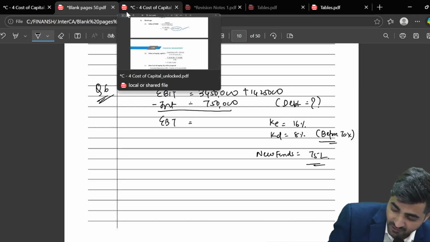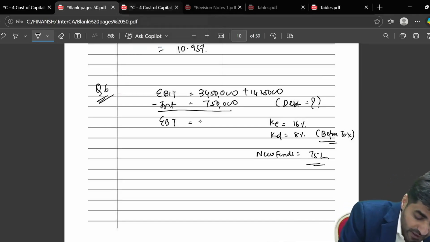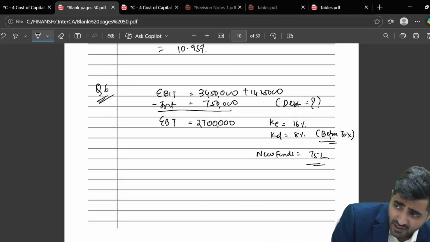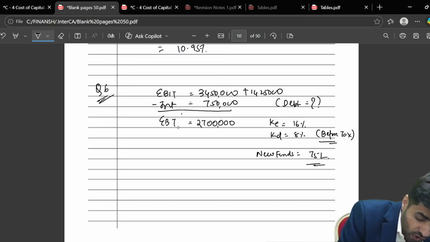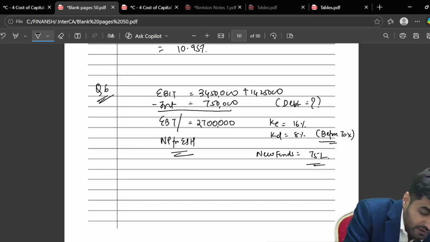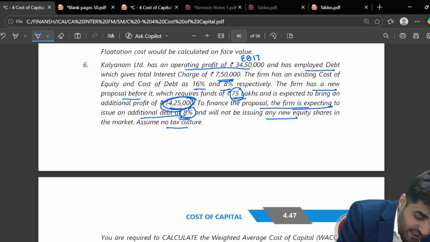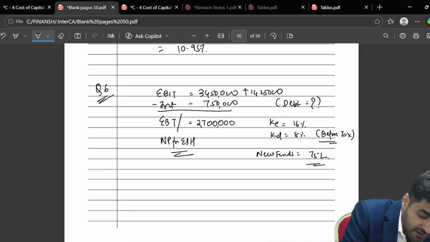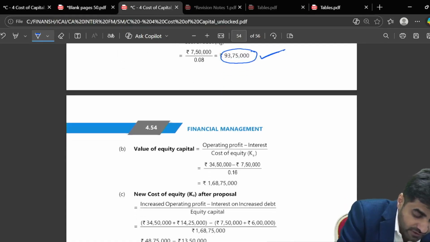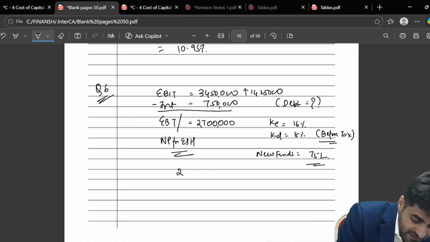How much is this going to be? 27 lakhs. Is there any tax? Are there any preferences? So all the profits belong to whom? Equity shareholders. And they have told you the cost of equity is 16%. So you just have to take this amount, 27 lakhs, and divide that by how much percentage?